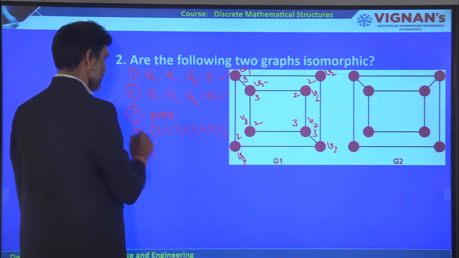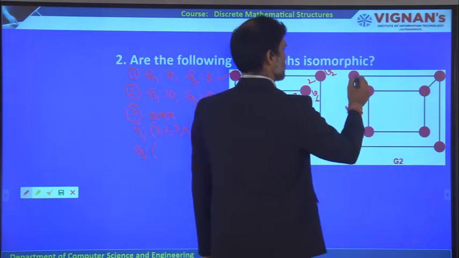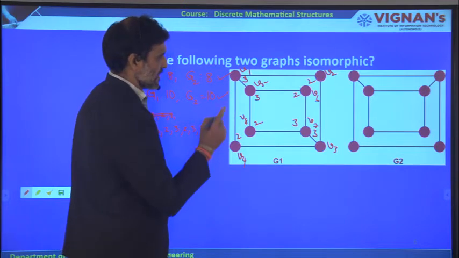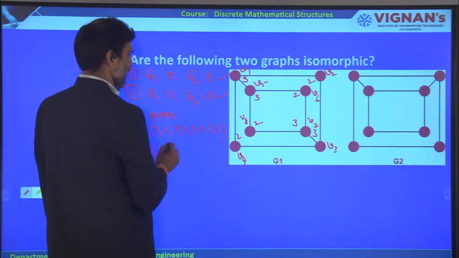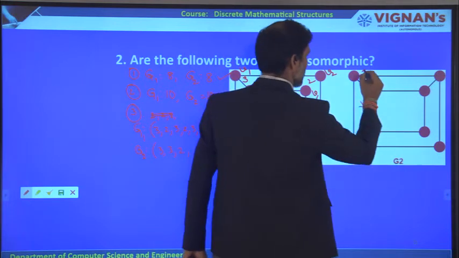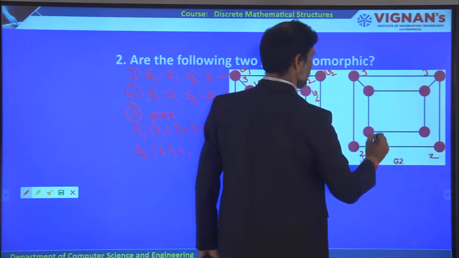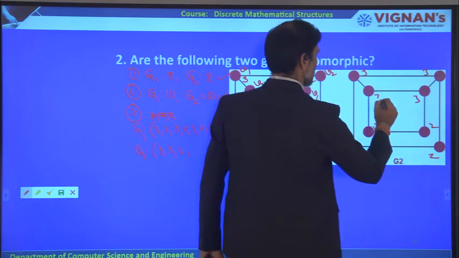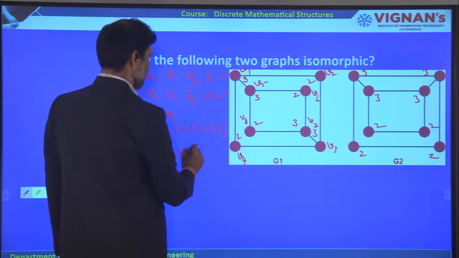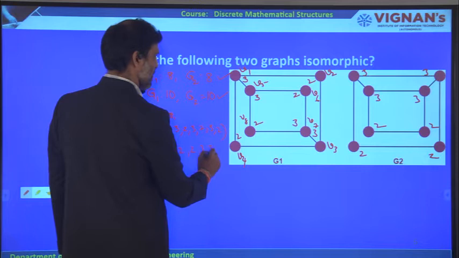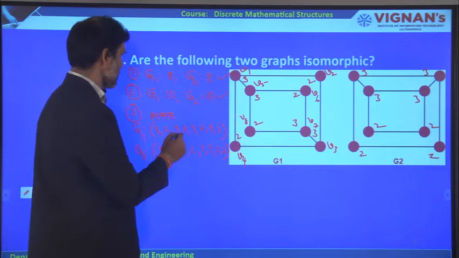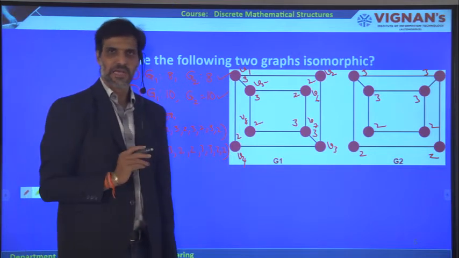Similarly, how to go with the G2 graph? What you can get here? V1, V2 dash is having a degree 3, and then 2, this degree is 2, 3 here, 3 here, 2, 2, 2, 2, 3, 3. So 3, 3, 2, 2, and then 3, 3, 2, 2, like this. Therefore the degree sequence is not the same, therefore these graphs are not isomorphic.